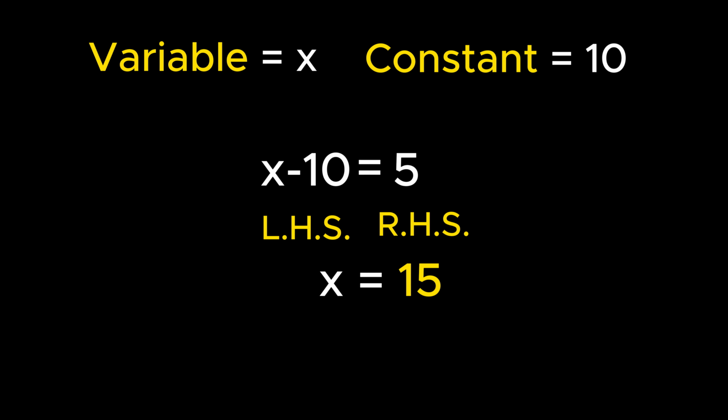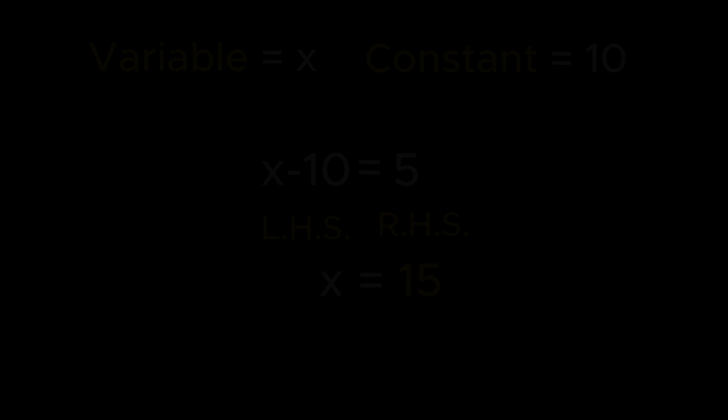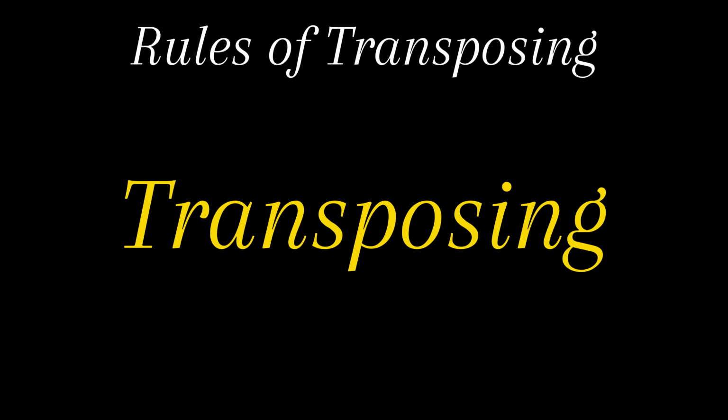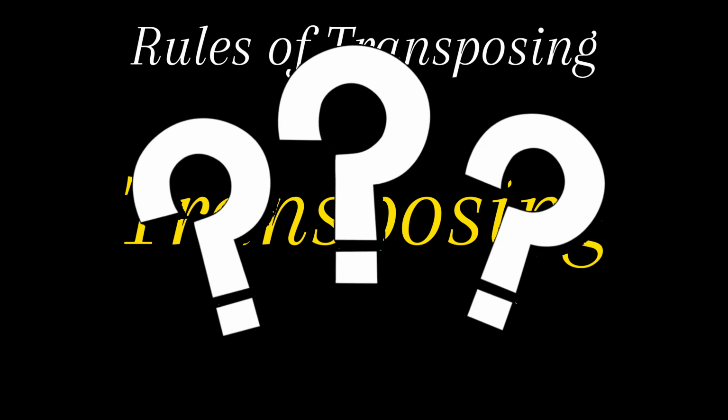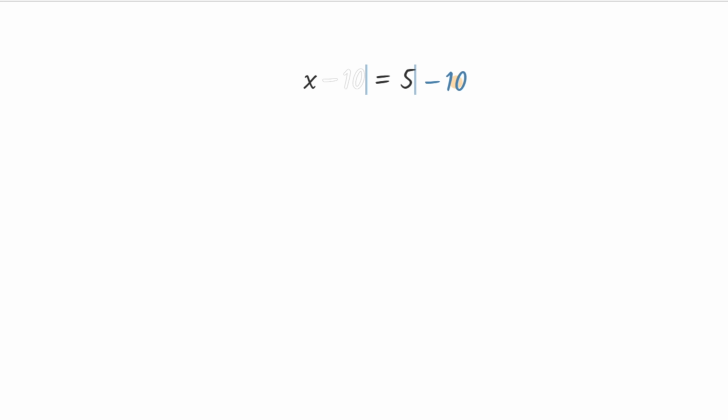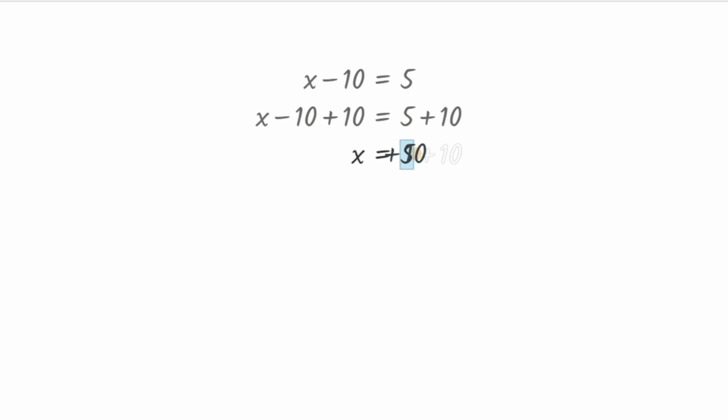But if the equation so formed is complex, then obtaining its solution would be difficult. In order to solve complex equations, there are certain rules known as rules of transposing. So let's understand what transposing is. It refers to the shifting of terms of a given equation from one side to the other side of the given equation. Now the question arises why the terms need to be shifted. Let's understand it with the help of an example.